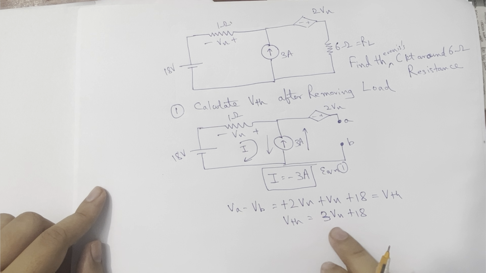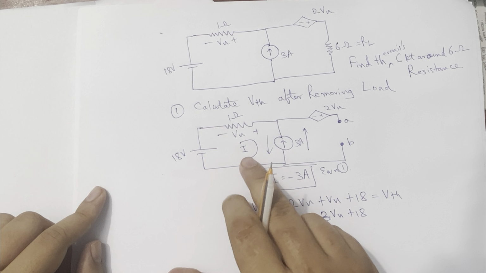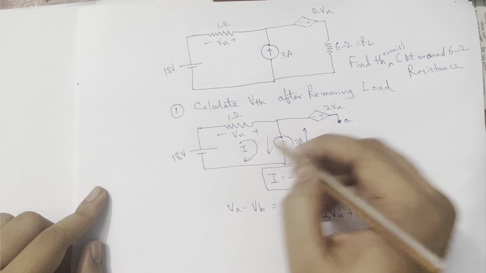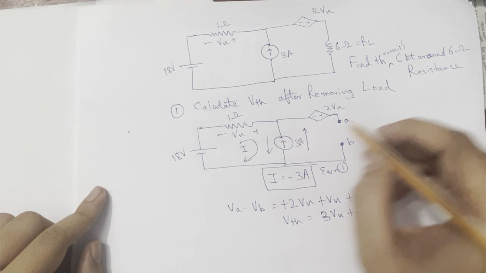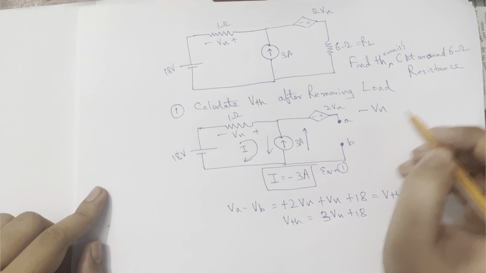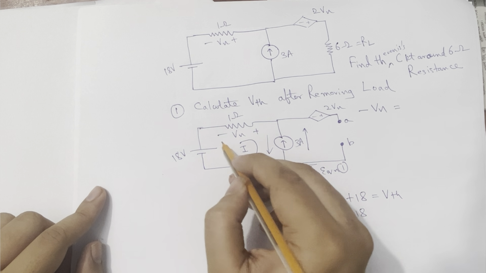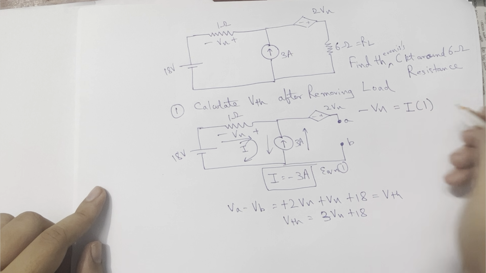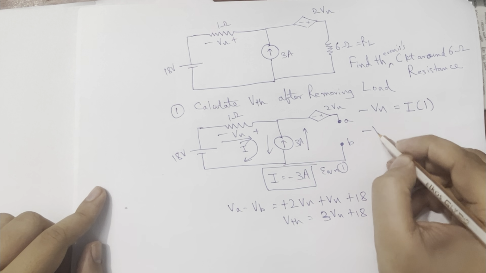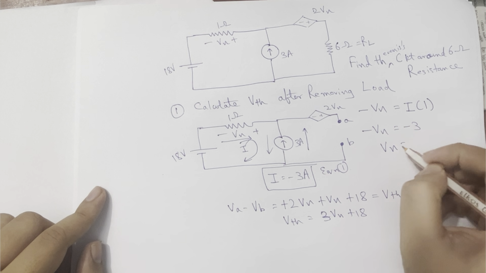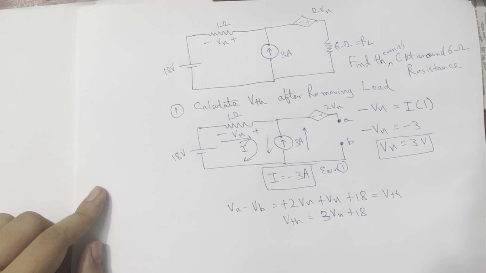Now how to find the value of Vx? We already know the current to be minus 3 and the resistance is there. So let's write from this direction. Minus of Vx is equal to, current is flowing in this direction, so I into 1. Minus of Vx will be, I is nothing but minus 3, so Vx will be equal to 3 volts.